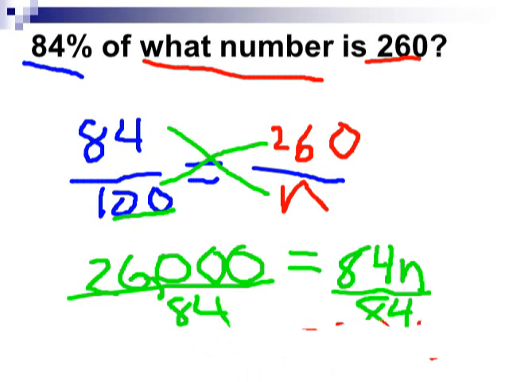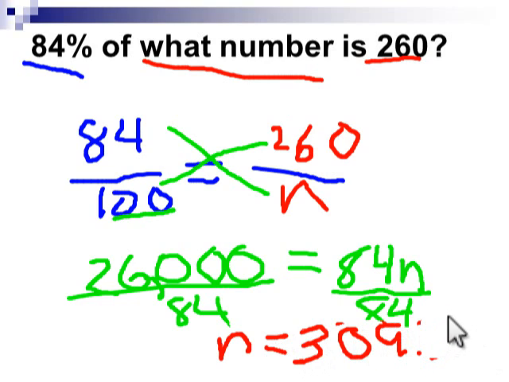Oh, I'm still in the eraser. Silly me. N equals approximately 309.52. Okay, so 84% of this number, 309.52, is 260. 84% of that number that I just found is about 260.